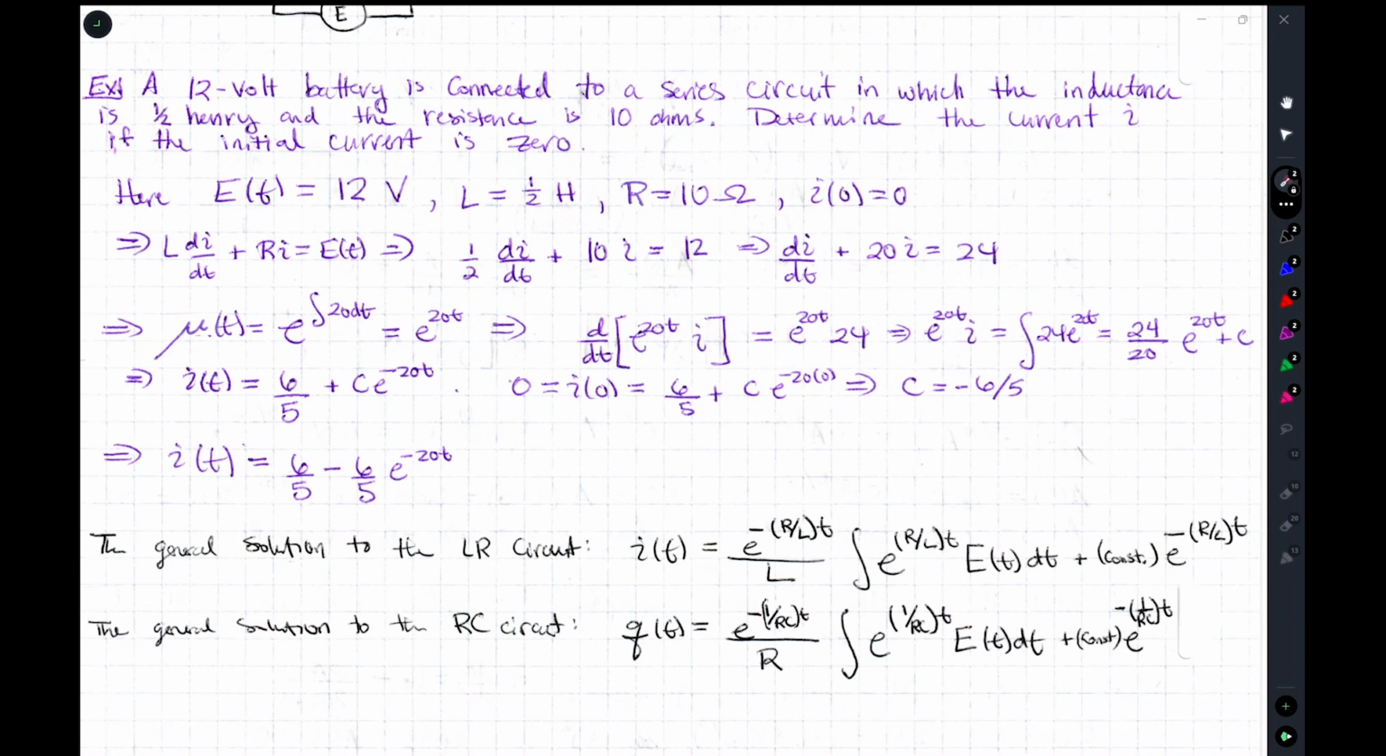Something to note about this general solution: I write const here, so I don't write C. That's the only reason why I wrote const. I noticed when writing C here for the constant that some may confuse it with capacitance, even though there is no capacitor in this circuit. Of course, it's an RL circuit, no capacitor. But out of an abundance of caution, to avoid that C being confused with capacitance rather than just a constant, I write const for these general solutions.